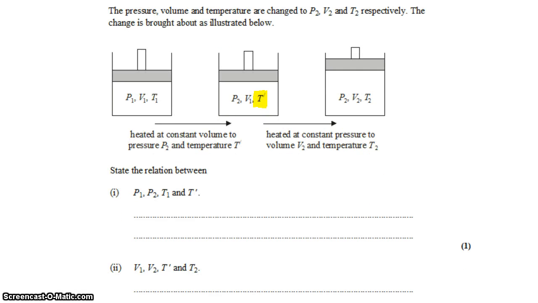We want to state the relationship between P1, P2, T1, and T prime. So we're talking about a change in pressure and temperature at a constant volume. That's P1 on T1 equals P2 on T prime.